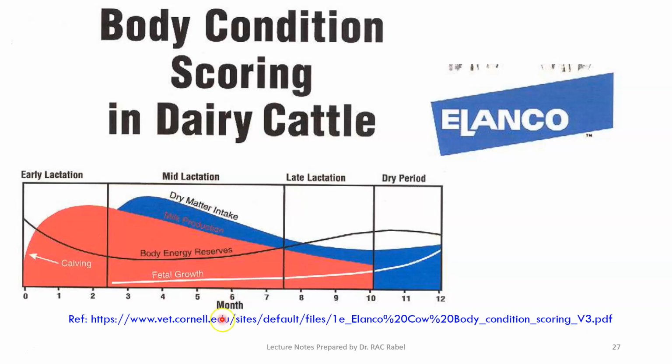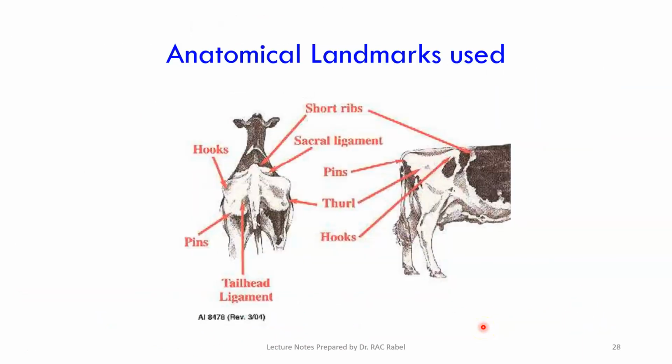The theoretical aspect: these are straight copy and paste from this web URL. This is at Cornell University. However, this is being produced by a company called Elanco. You can download it using this link. There are certain anatomical landmarks we use: hook bone, pin bone, tail head ligament, thurl, and then sacral ligaments, and so on.